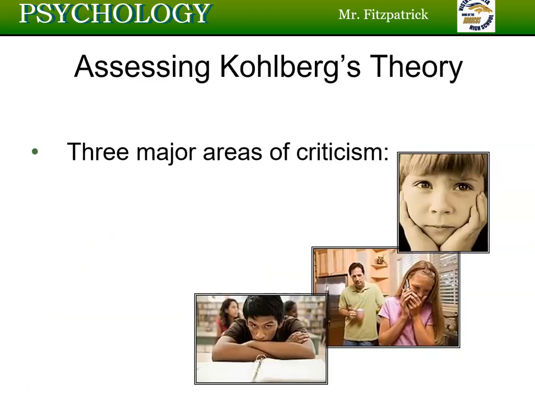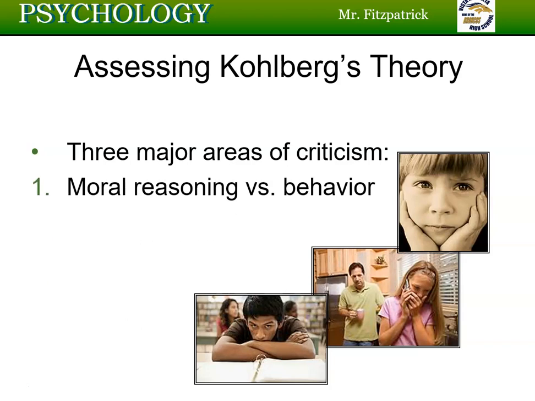When we look at the major areas of criticism, we look at moral reasoning versus behavior. There are studies that have shown a positive correlation between higher stages of reasoning and higher levels of moral behavior. Other studies have found that situations are better predictors of moral behavior. Research participants in this study were more likely to steal if the money came from a large company rather than from individuals. So people may steal in one instance but not another. It depends on the situation.